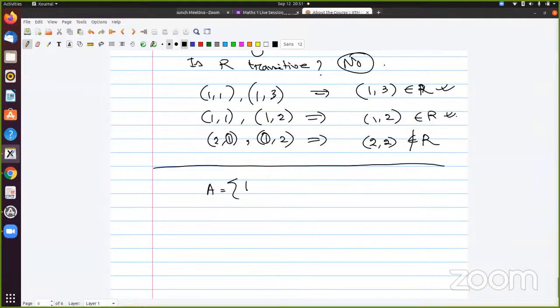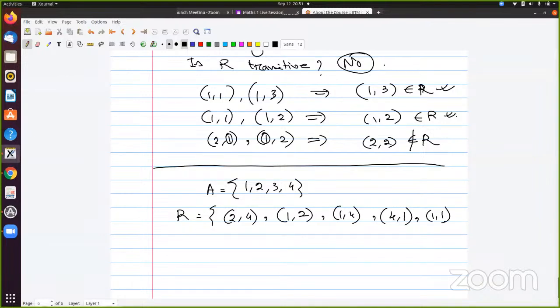Let me write it. And the relation is (2,4), (1,2), (1,4), (4,1), (1,1), and (2,1). That's it. And it is mentioned that it is a transitive relation. But since (2,1) is there and (1,2) is there, but (2,2) is not there, it is not transitive.